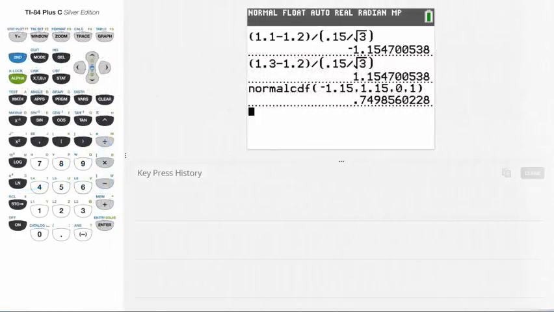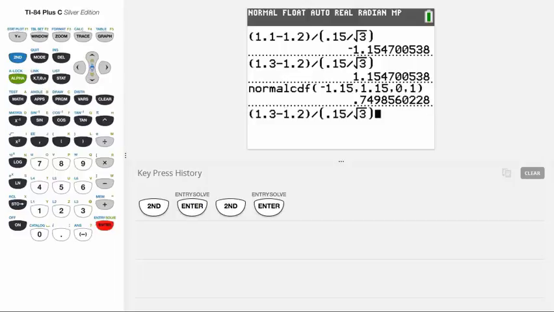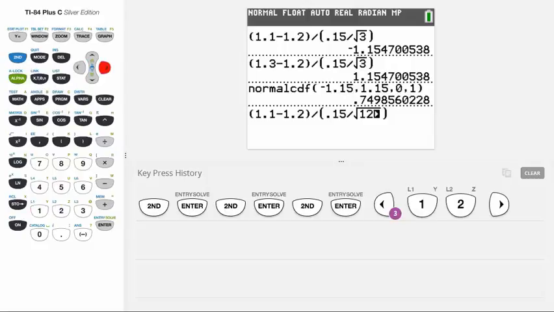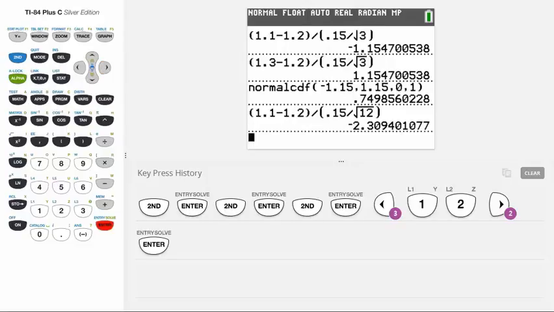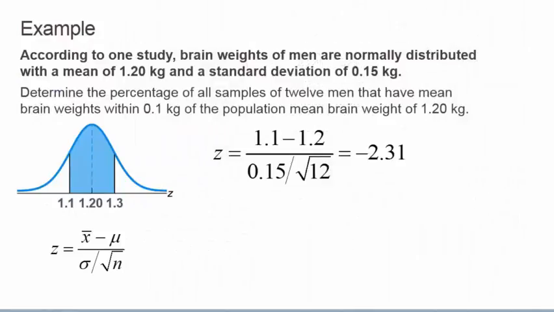Going to my calculator, press second, enter, then second, enter again, then second, enter for a third time, so that I have my parentheses 1.1 minus 1.2, then divided by parentheses 0.15 divided by the square root of 3. Arrow over the 3, change that to 12. Arrow out, make sure I have a closed parenthesis, enter, and we get negative 2.309. And rounding, I have a z-score of negative 2.31.